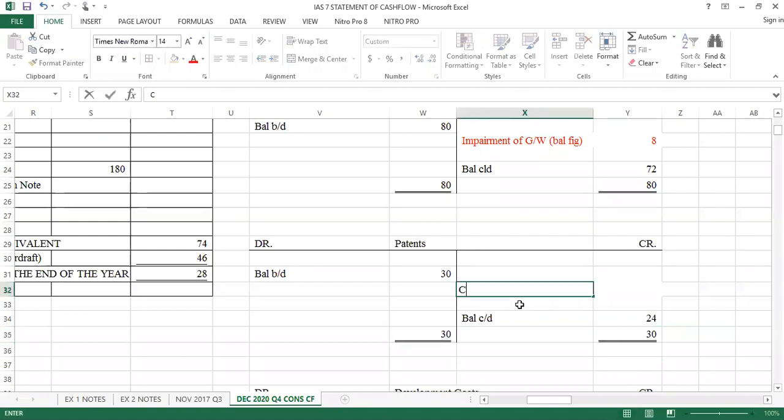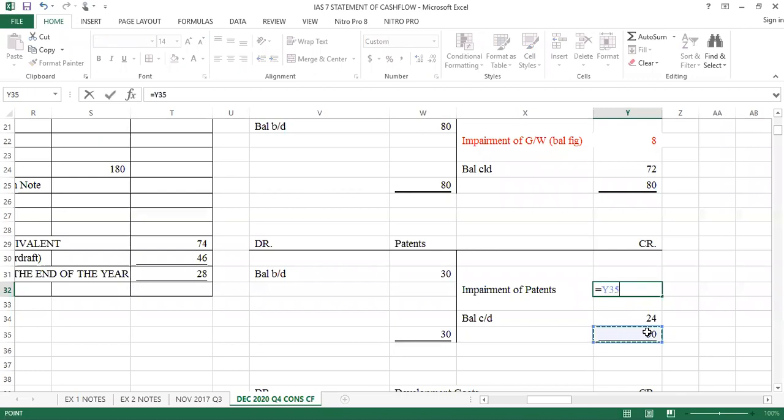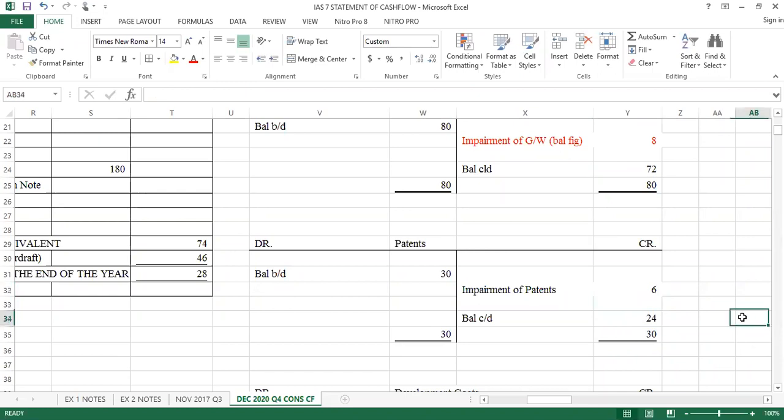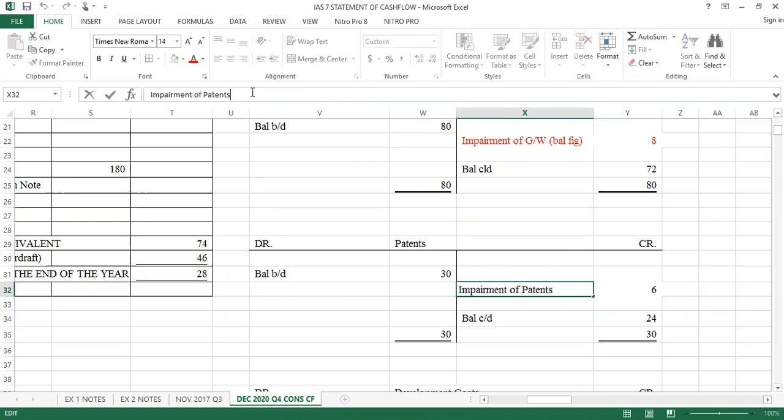So here, what will it be? Impairment of patents. Remember, according to IAS 38, which we have not yet covered, we don't call it amortization. We call it impairment. From 1st April 2004, we stopped amortization of intangible assets. Instead of amortizing, every year we review for impairment. So that is what we are reviewing.